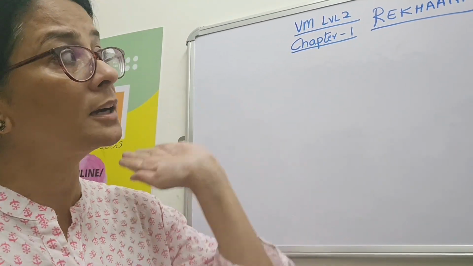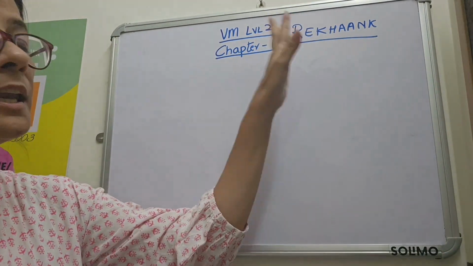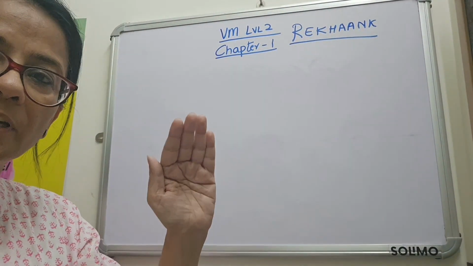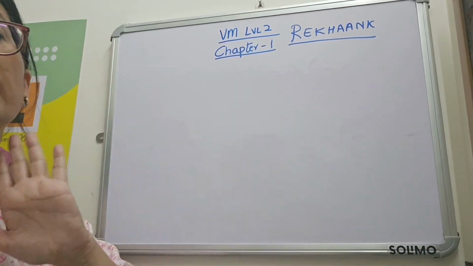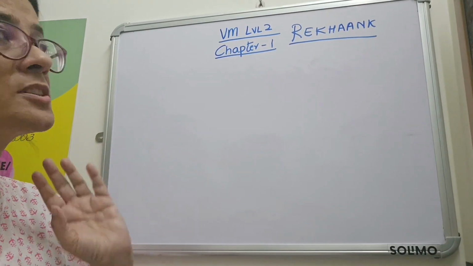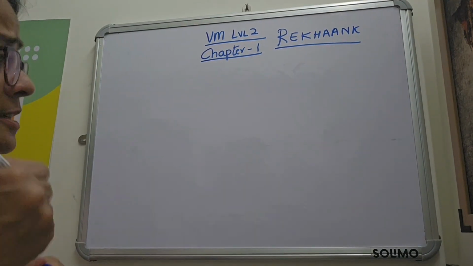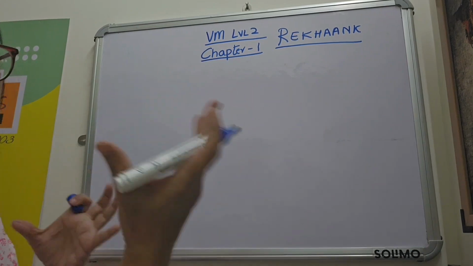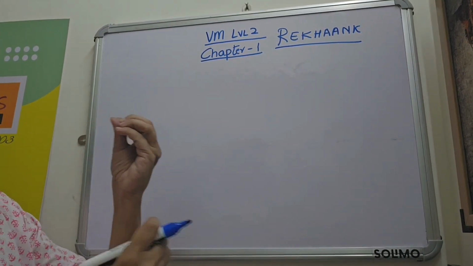So Rekhank, as the name suggests, Rekha means line, Ank means number. Whenever a number comes with a line on top of it in Vedic, we call it a Rekhank number. Let us see what a Rekhank number means, alright? So supposedly you have numbers which are greater than 5. Numbers greater than 5 are difficult to compute.